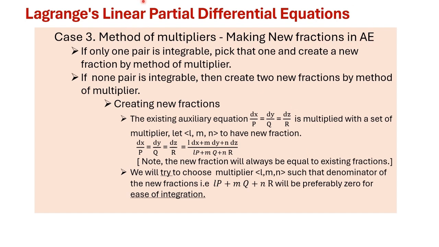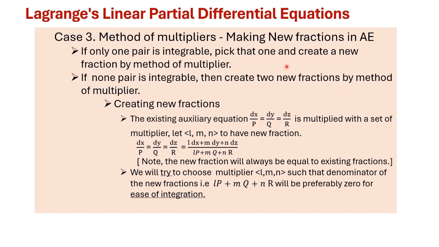If one pair is integrable, we have to pick that pair, integrate it and find solution 1. And to get solution 2, we have to create a new fraction by the method of multipliers. If none of the pairs is integrable, then we have to create two new fractions.